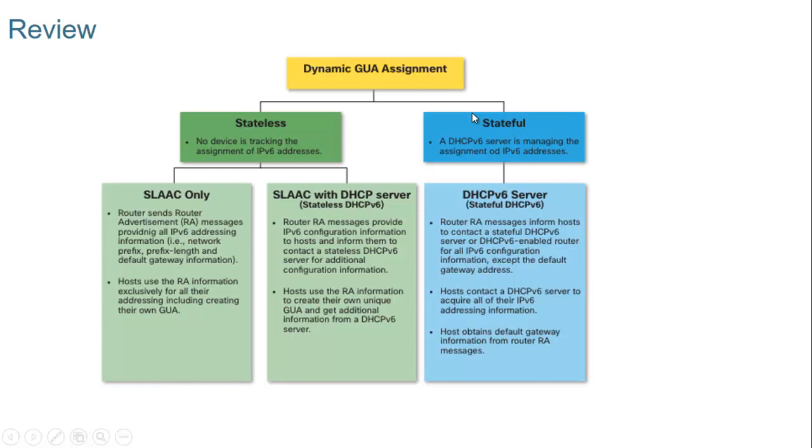Let's do a little bit of a review. To get the dynamic GUA assignment, you can either go stateless or stateful. In stateless, that is SLAAC only, where all the addressing information is received from the router advertisement, or we can have stateless DHCP, where it uses a DHCP server with SLAAC, or we can use stateful DHCPv6.